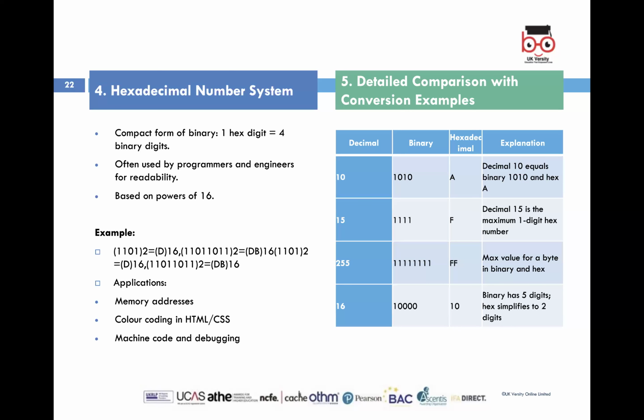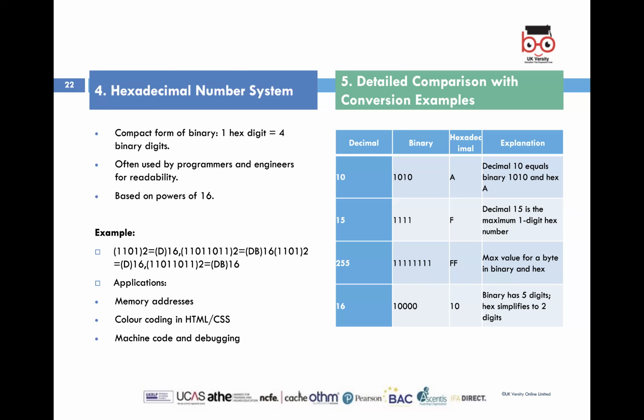Hexadecimal number system. This is a compact form of binary. One hex digit equals four binary digits, often used by programmers and engineers for readability, and based on the powers of 16. For example, 1101 equals D in base 16, and 11011011 in base 2 equals DB in base 16. Applications are used in memory addresses, color coding in HTML, CSS, machine code, and debugging.